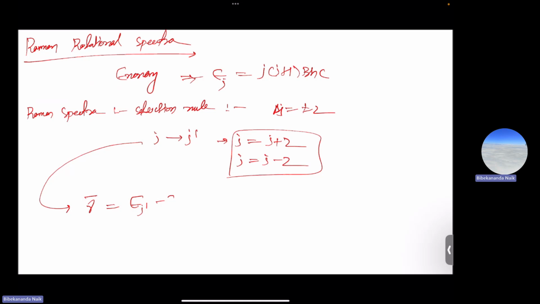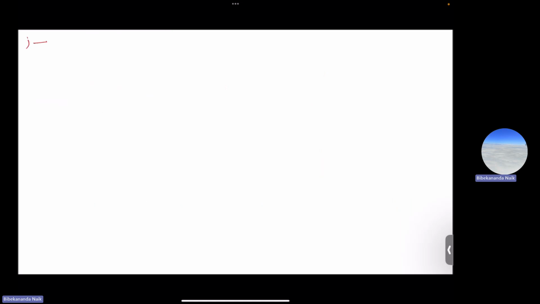Ej prime minus Ej by Hc, which is J prime into J prime plus 1 minus J into J plus 1, into B, where we know B is the rotational constant. The expression for B we have also discussed, along with a few problems, for example, if you know the rotational shift, then how to calculate the moment of inertia. All these types of problems we have already discussed. Now suppose the transition occurs from J to J plus 2, then what will be the wave number?